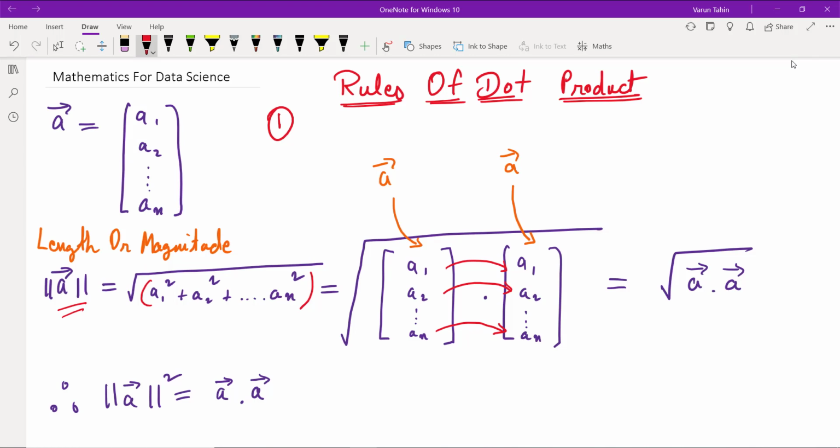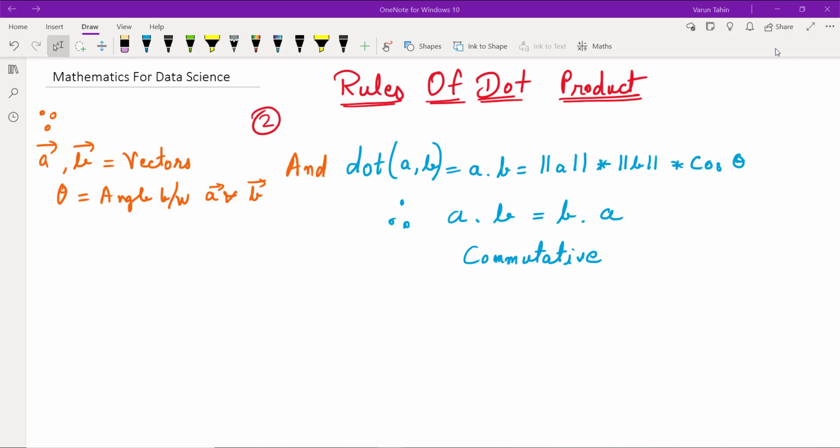Now when we square both sides, that is the square of the magnitude of A and the square of the square root, we get the square of the magnitude of A equals the dot product of A with itself. Now the second property is that the dot product of two vectors is commutative, that is A dot B is exactly equal to B dot A, and we can verify this again by deriving it.